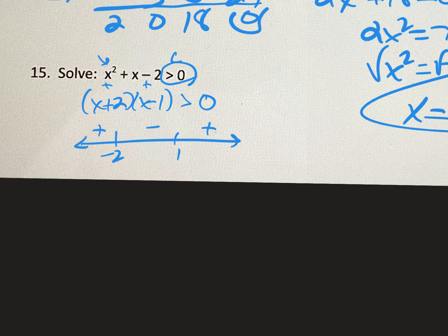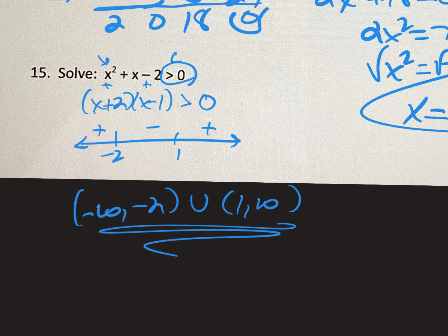My sign in the problem is greater than, which means what kind of numbers are greater than 0? Positives are. So I'm looking for my plus signs, which are from negative infinity to negative 2 with the parentheses, and also from 1 to infinity with the parentheses, because there's no equal sign up there. And there you have it.